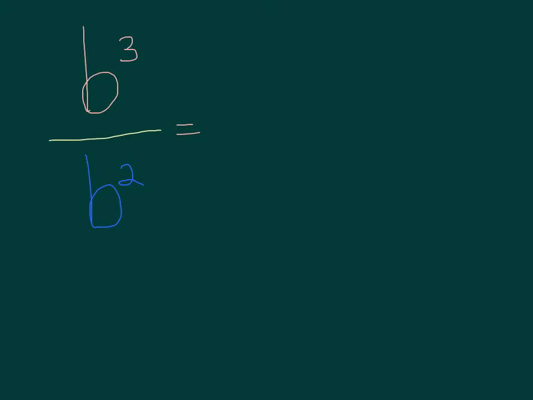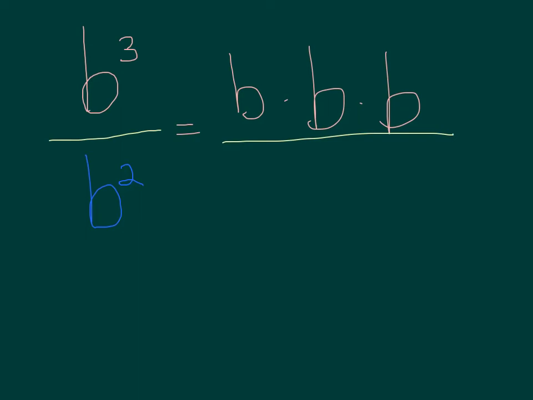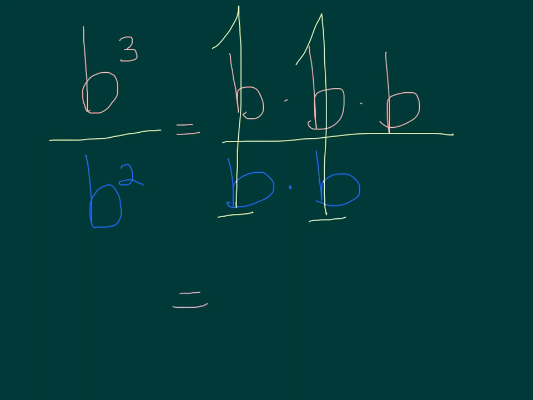b to the third is how many b's? 1, 2, 3. Divided by b to the second is how many b's? 1, 2. We're looking to make those ones. And what do we have left? We have one b left in our numerator. Really important to make sure whether your b is left in the numerator or in the denominator, but that will come in another lesson.